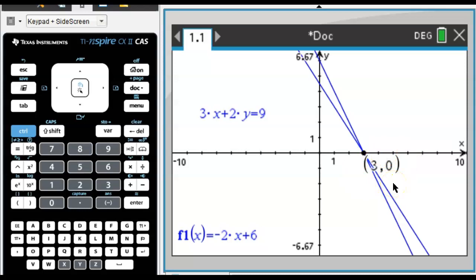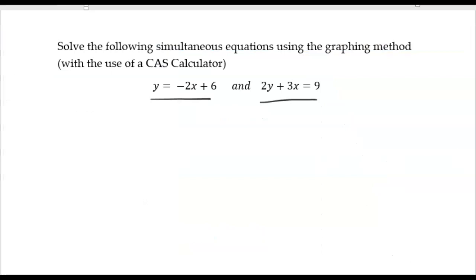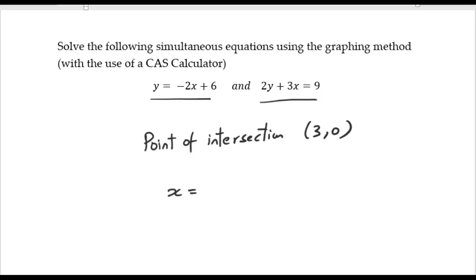So going back to the question, solving by graphing calculator, the point of intersection is 3, 0, which means the solution to these simultaneous equations is x equals 3 and y equals 0. All right. So again, if this question was in a multiple choice section, you're better off using your calculator to find the answer much quicker than doing the working out.